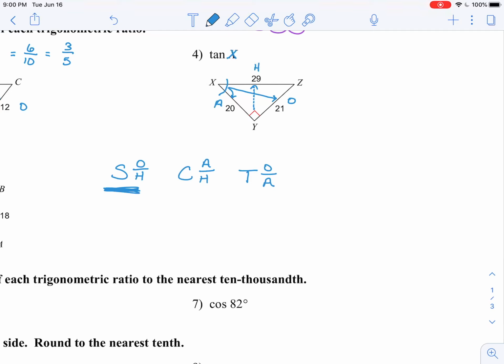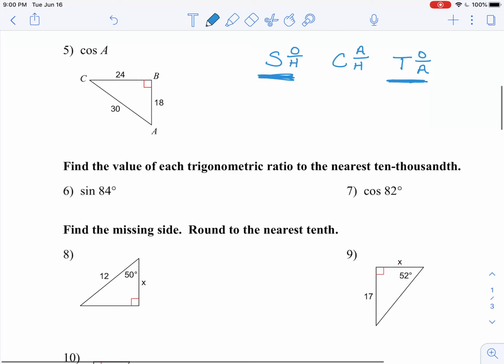It's across from the right angle. I usually do the hypotenuse first so that I don't get confused on adjacent and hypotenuse. Wherever your right angle is, across from it will be your hypotenuse. So with your labels, you should have enough to go ahead and throw it into TOA, opposite over adjacent. So the opposite is 21, the adjacent is 20. That doesn't reduce, so I'm done with the problem already.